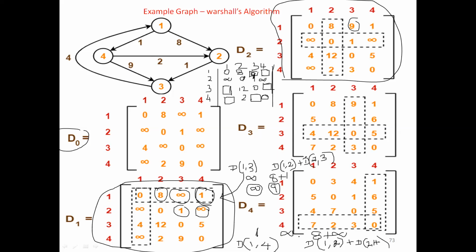Why am I writing infinity here? 8 plus infinity is infinity. So it is infinity. 1 compared to the infinity, so what is a better choice? 1 to 4 is the best choice, 1. So I will update 1 here. You can see I'm writing the 1 in the first row of the second square.